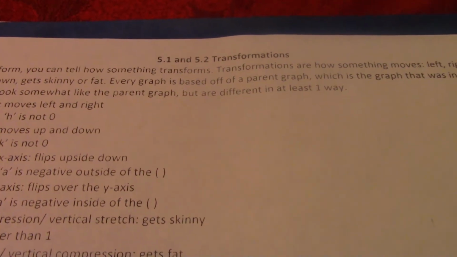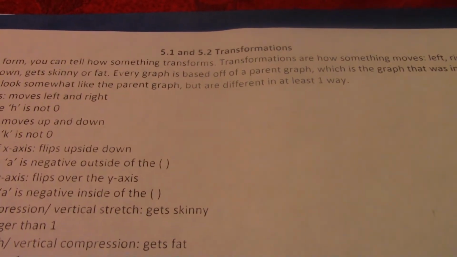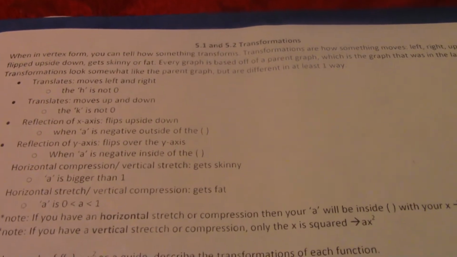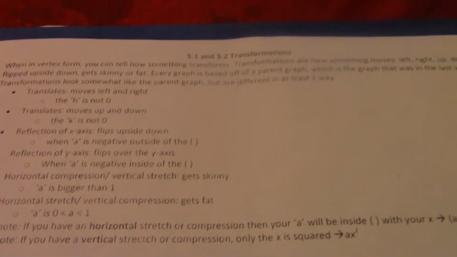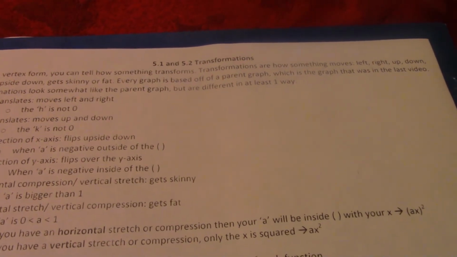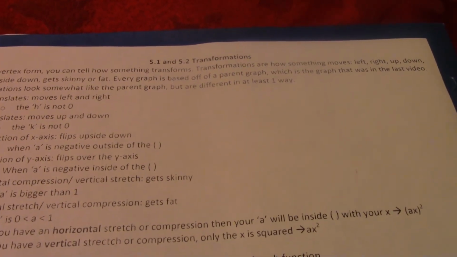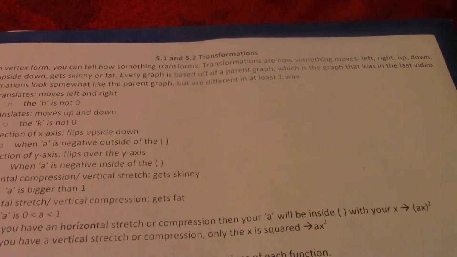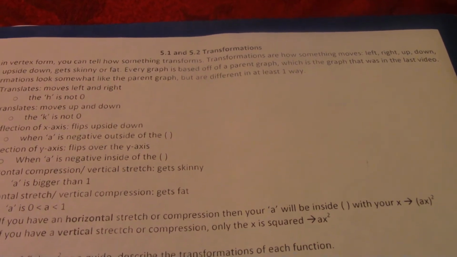Today we are talking about 5.1 and 5.2 transformations. When in vertex form, you can tell how something transforms. Transformations are how something moves left, right, up, down, flipped upside down, gets skinny or fat. Every graph is based off of the parent graph, which is the graph that was shown in the last video.